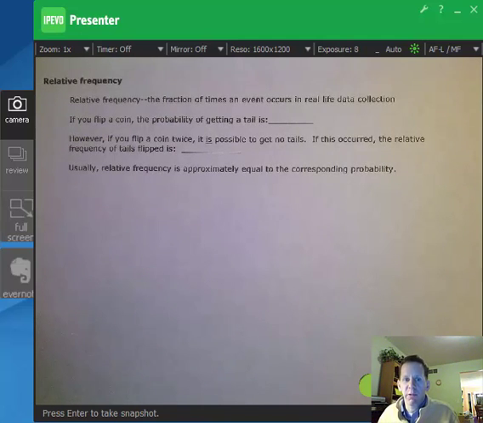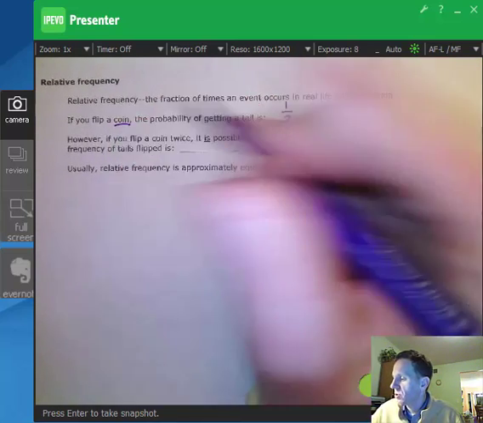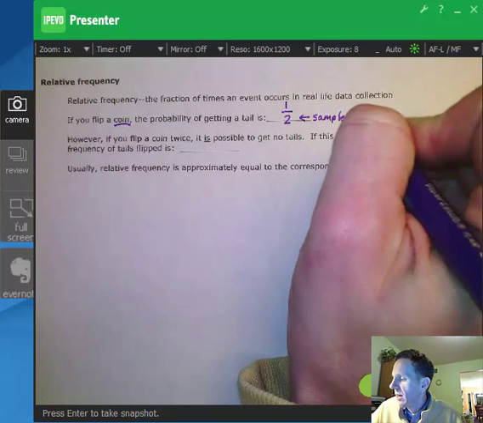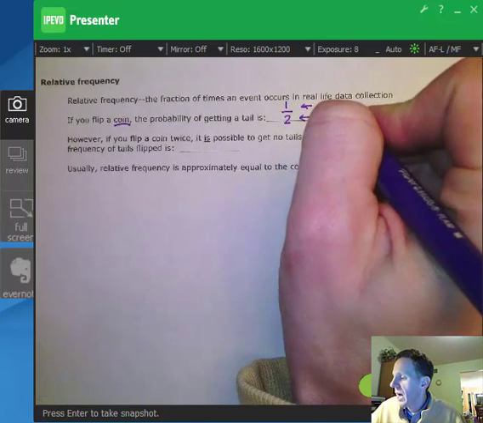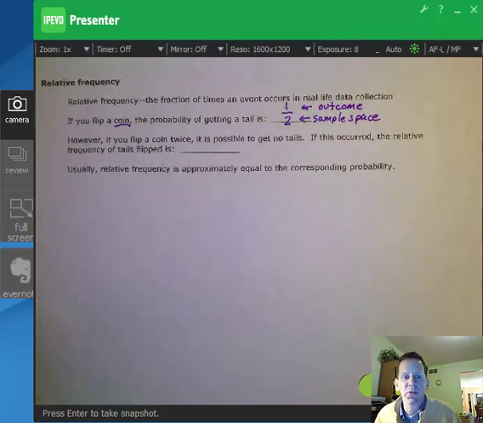Now we've already talked about if you flip a coin, the probability of getting a tail is 1 out of 2. And that's the case because when you flip a coin, there's two events in the sample space. And of these two different events, one of them involves getting a tail. There's one outcome in the sample space that involves getting a tail. So that's where the 1 out of 2 comes from.